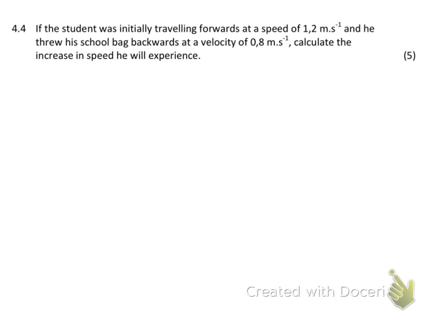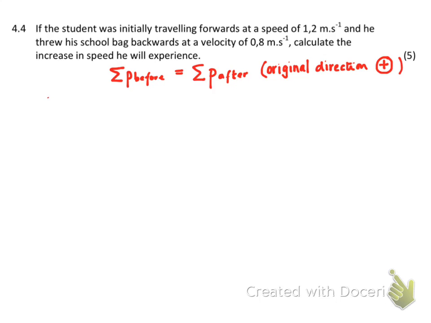4.4 is a conservation of momentum problem. So we start by stating the law of conservation of momentum. The sum of the momentum before is equal to the sum of momentum after. And just indicate your direction. We're taking the original direction as being positive. So we're just making our sign convention explicit.